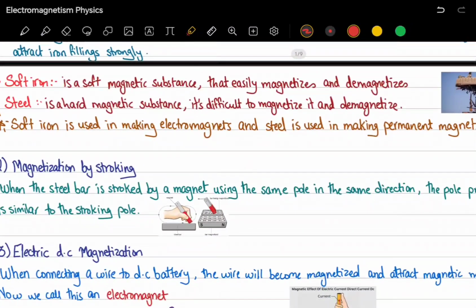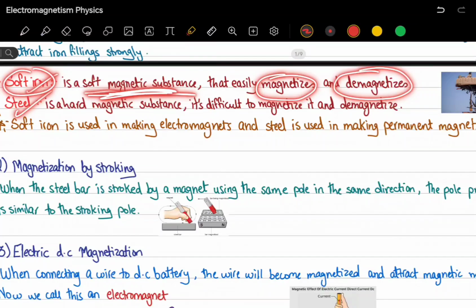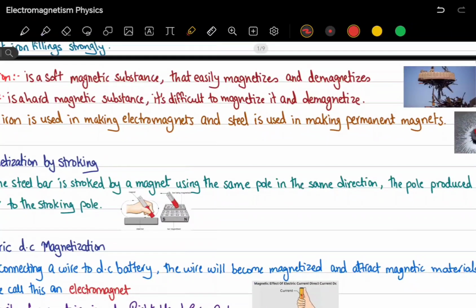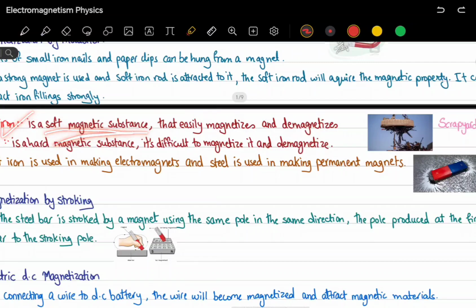Moving on to soft iron and steel. Soft iron is a soft magnetic material or a soft magnetic substance. It easily magnetizes and demagnetizes. But steel is a hard magnetic substance. It's difficult to magnetize it and it's difficult to demagnetize it. A very common example of soft iron is the electromagnets. As I've mentioned before, it is used in making electromagnets.